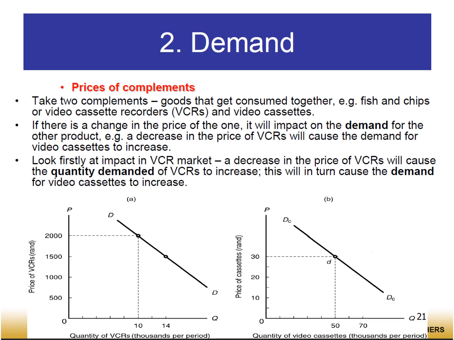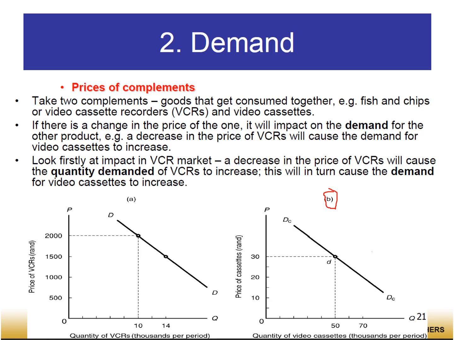This slide looks at how the demand for a good changes when the price of one of its complements changes. So here we're using the admittedly dated example of video cassette recorders and video cassettes. Now clearly these two are complements. Let's say we're interested in the demand for video cassettes, which is given in the graph on the right.